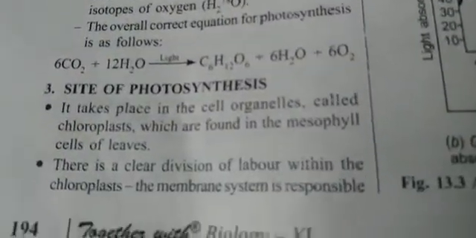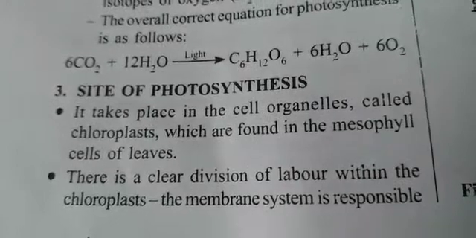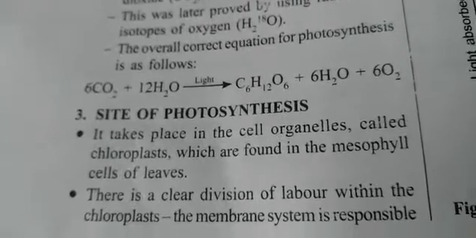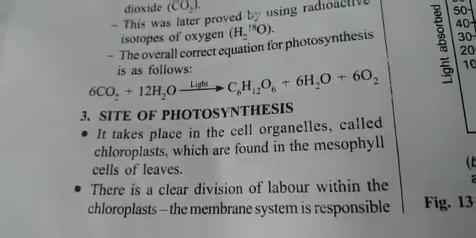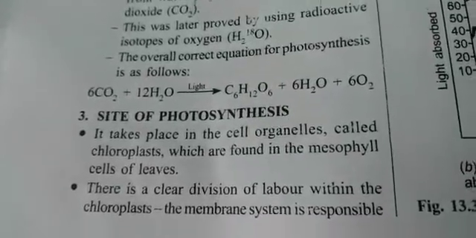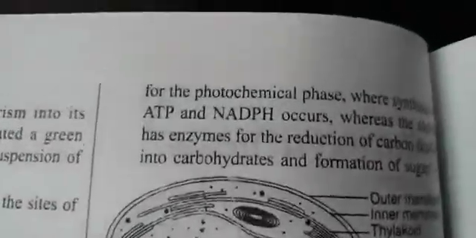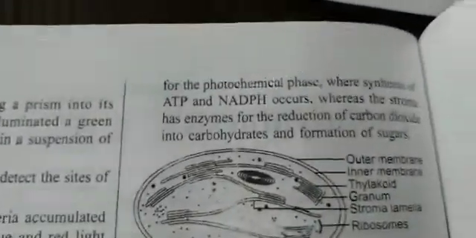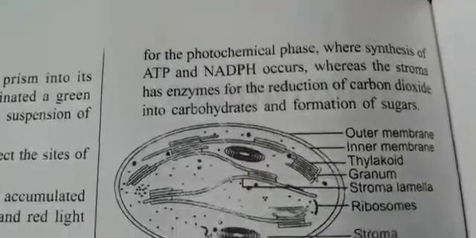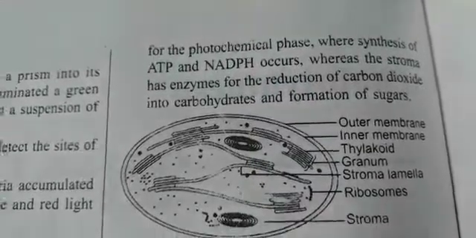Then the next is the site of photosynthesis. Site of photosynthesis means where photosynthesis occurs in the cell. We know that it takes place in the cell organelles called chloroplasts, which are found in the mesophyll cells of the leaf. You have done the structure, clear. Now there is a clear division of labor within the chloroplast. The membrane system is responsible for the photochemical phase, where synthesis of ATP and NADPH occurs. The stroma has enzymes for the reduction of carbon dioxide into carbohydrates and formation of sugar.